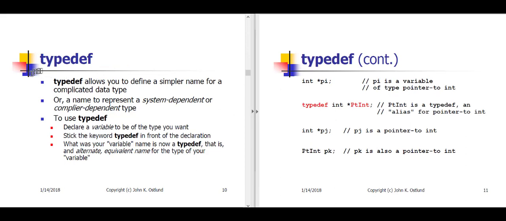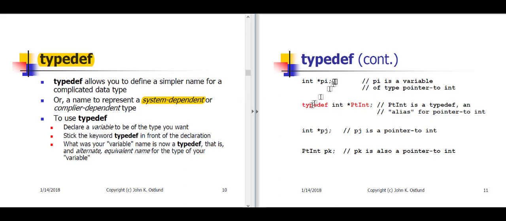Next we're going to take a look at the typedef keyword that allows you to define a simpler name or more compact name for some complicated data type description. Typedef is also used to define system or compiler dependent data types so that you can have a single data type name that you can use in your source code, but that will behave in slightly different appropriate ways depending on what system or what compiler you're using.